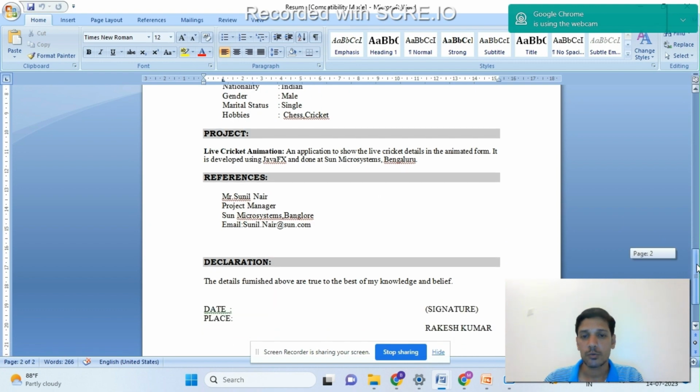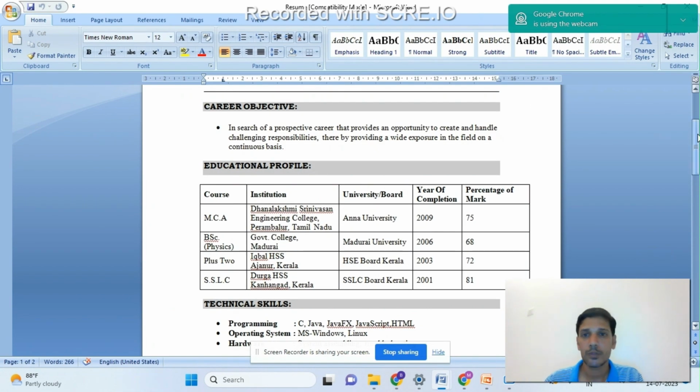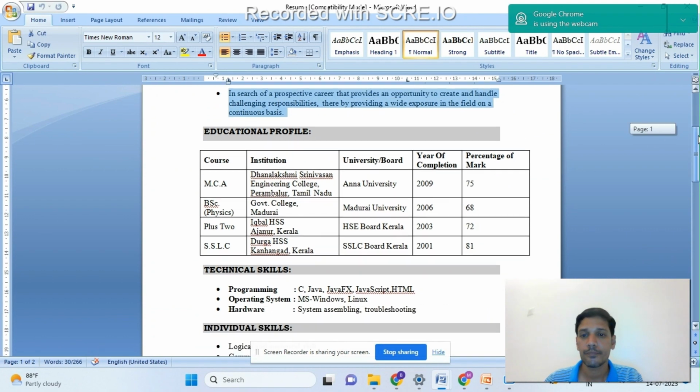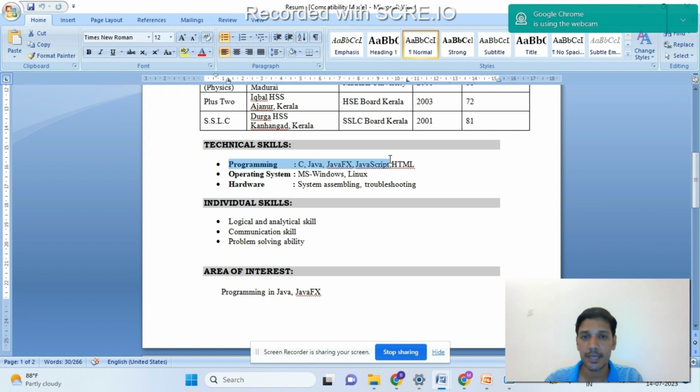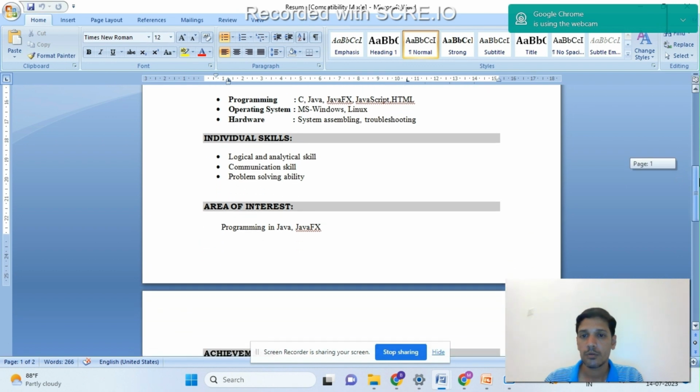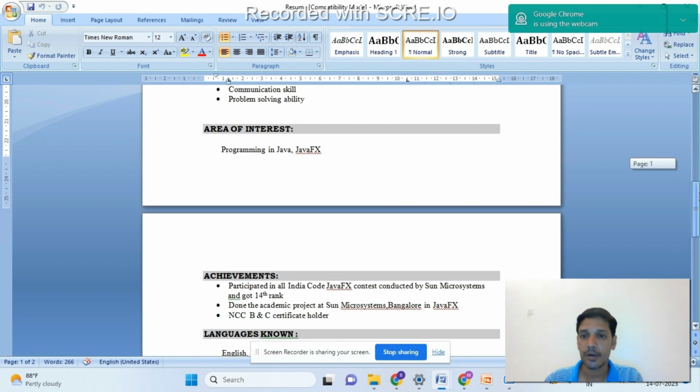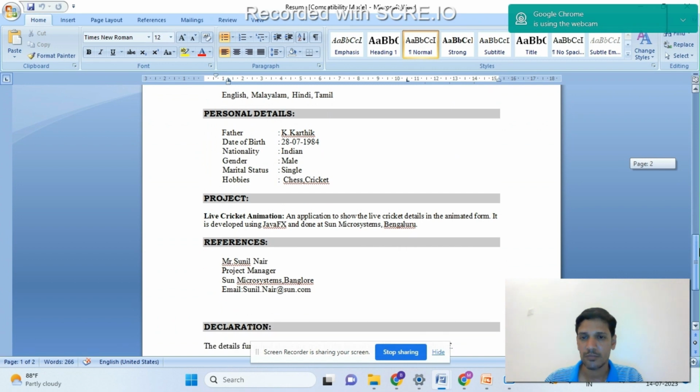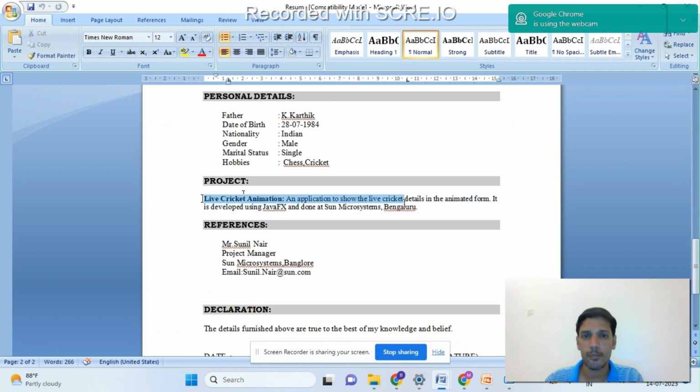Other things are not an issue. So please focus on three things in your resume. Your career objective should be highlighted properly. Second, your technical skills should be highlighted properly based on the analytical roles and your area of interest, and the project. This project is very important.